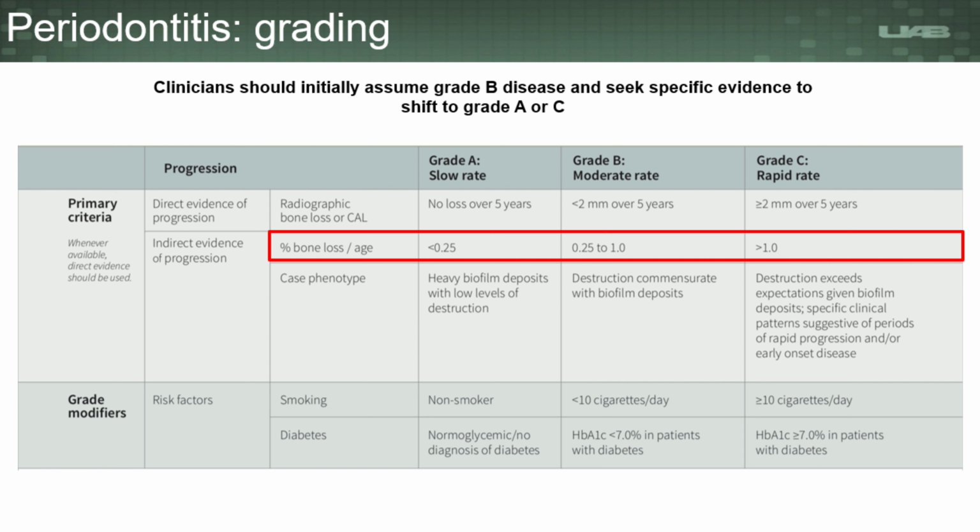We do have two grade modifiers that are defined within the classification, and they're known risk factors for periodontitis: smoking and diabetes. In smoking, if you smoke more than 10 cigarettes, then you're considered at greater risk, and we also put you in that grade C category, and that is versus a non-smoker. Is that 10 cigarettes in a lifetime or per week? Per day. Oh, okay. More than 10 cigarettes per day, not in a lifetime.